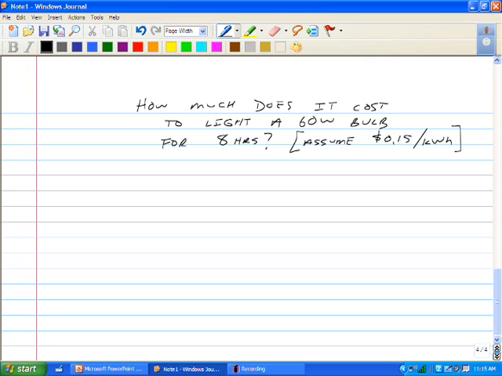Because I don't know if any of your parents are like this, but my mom would always charge me a quarter every time I left my light on in my room. And so when I got smart enough, educated enough to do the math, I wanted to know, am I getting ripped off? Right? And so, let's find out. If it is just a 60-watt bulb, and I leave it on all day for 8 hours, how much is that costing?